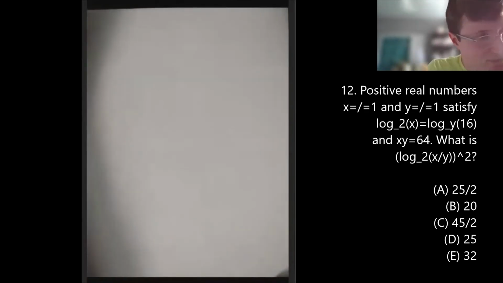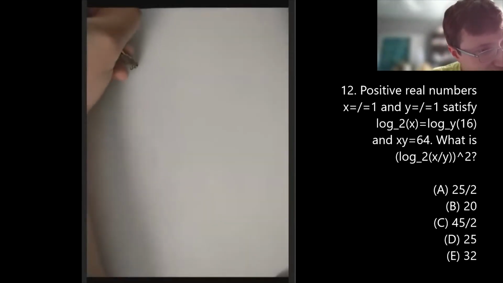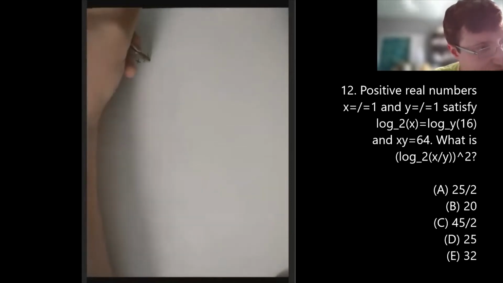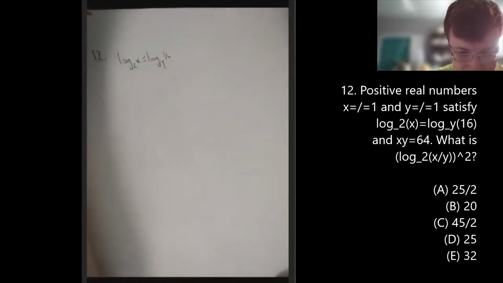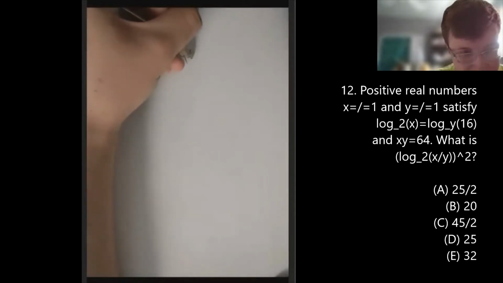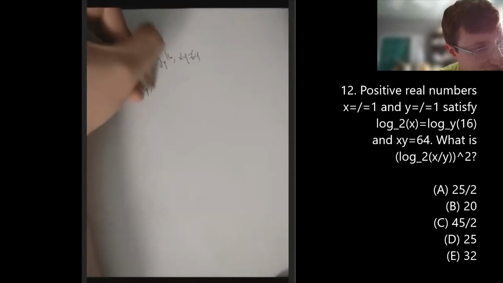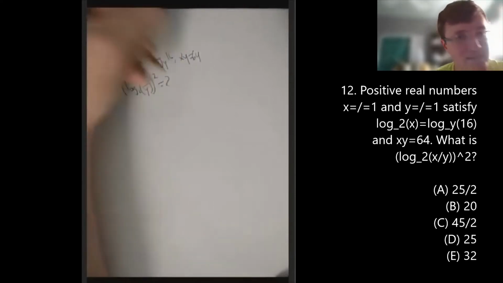Okay, problem 12. So I have log base 2 of x equals log base y of 16, and xy is 64, and I want to know what log base 2 of x over y all squared is.